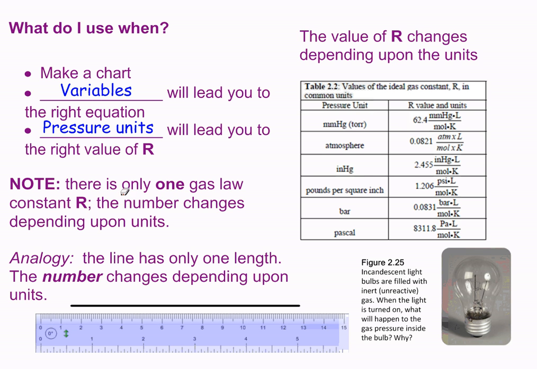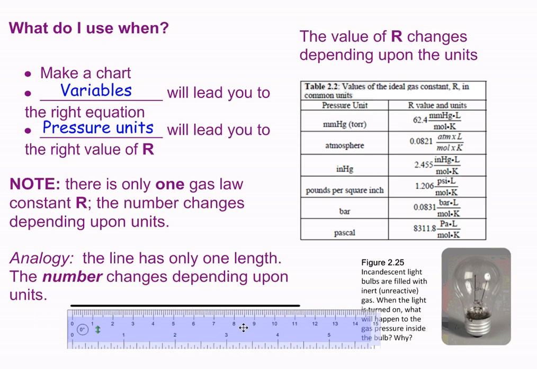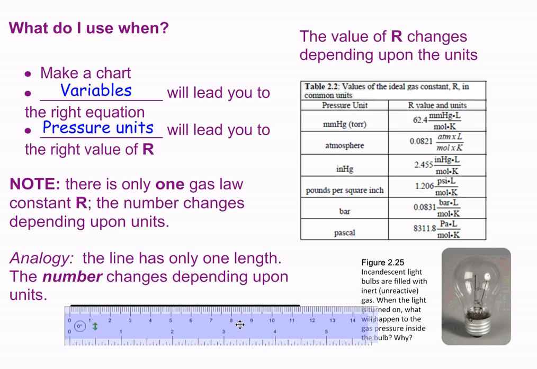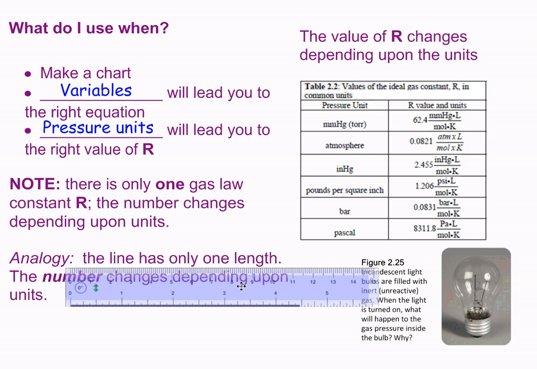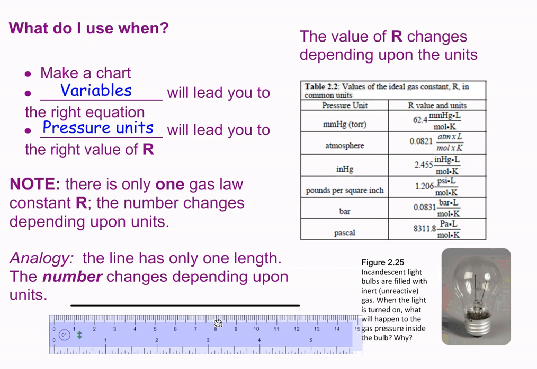So there's only one gas law constant. Numerically, it changes depending on the unit. The analogy I have here is, let's take a look at this line. It only has one length. But whether it measures 11.49 centimeters or 4 7/16 inches depends on the units we're using.